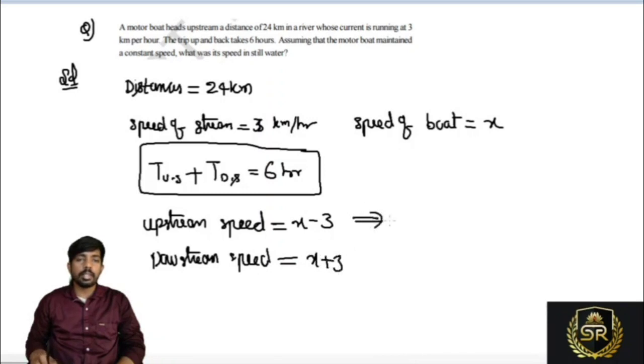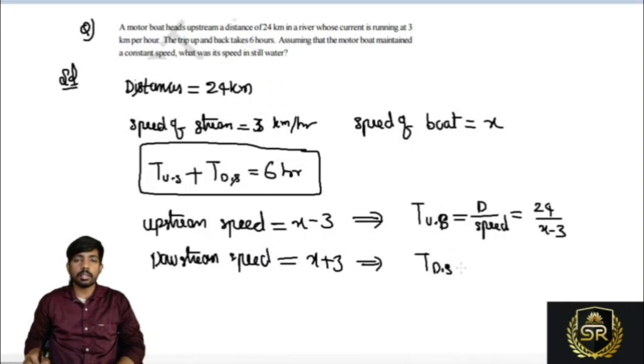Okay, from here, the time taken by the upstream is equal to... now what is the formula here? Distance by speed, right? So distance is 24, and speed upstream is x minus 3. And the time taken by the downstream: this is downstream, this is upstream.